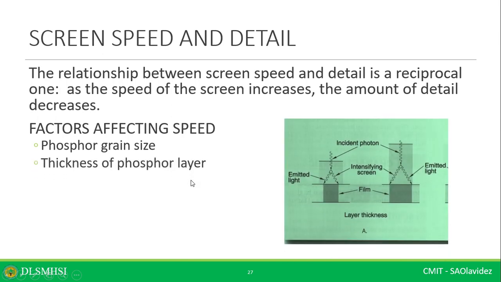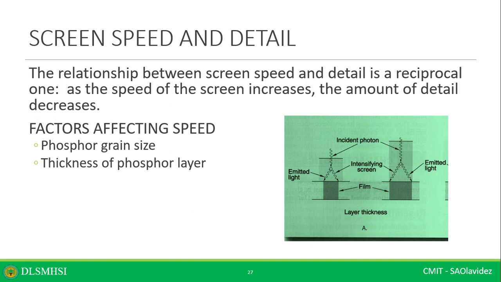Next is the thickness of the phosphor layer. The thicker the phosphor layer, the more crystals it contains, and therefore the more light emitted. However, the further crystals will emit more divergent light, hence the poor detail. This is also shown in this illustration. As you can see, we have an intensifying screen with a thin phosphor layer and another with a thick phosphor layer. Now, the divergence of light emitted by this phosphor crystal located at the middle of the phosphor layer will affect this portion of the X-ray film here.